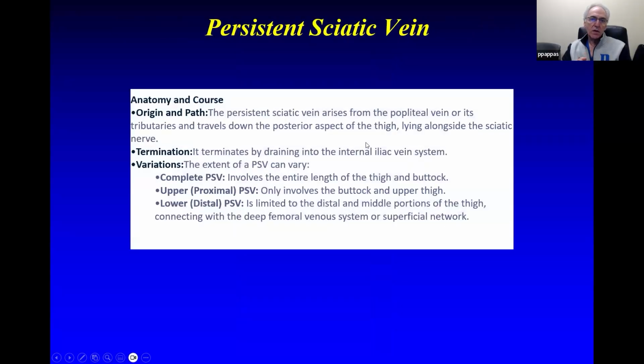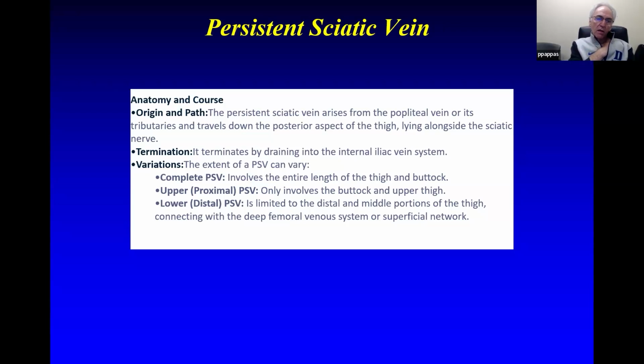Now we also have something called a persistent sciatic vein, which you will see on duplex ultrasonography. The sciatic vein arises from the popliteal vein and its tributaries. It goes on the posterior aspect of the thigh, and it follows the course of the sciatic nerve. It terminates by draining into the internal iliac vein, and that's very, very important. And you have 3 variations of this vein.